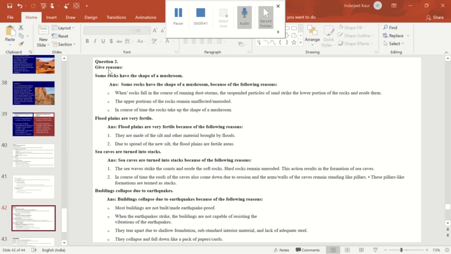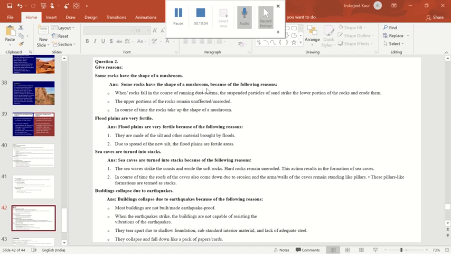Now, the second question is about the reasons. You have to give the reasons. The first one is some rocks have the shape of mushrooms. Mushrooms, I like mushrooms. Do you like mushrooms? They are very yummy. So, let us see how the rocks have the shape of mushrooms.